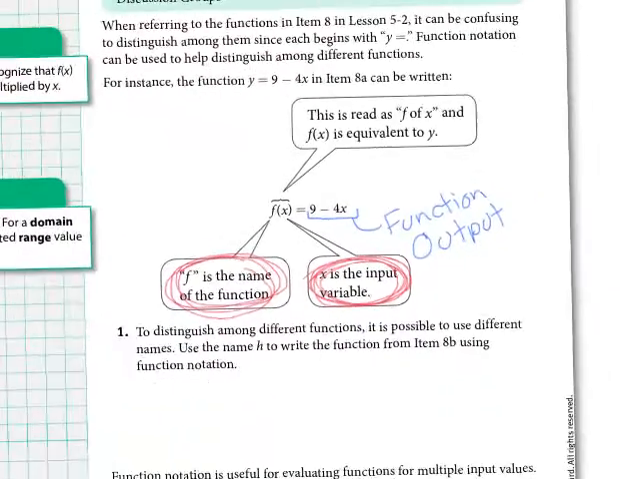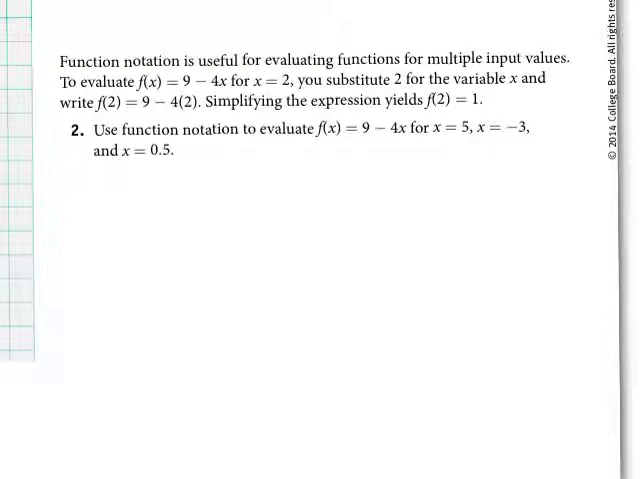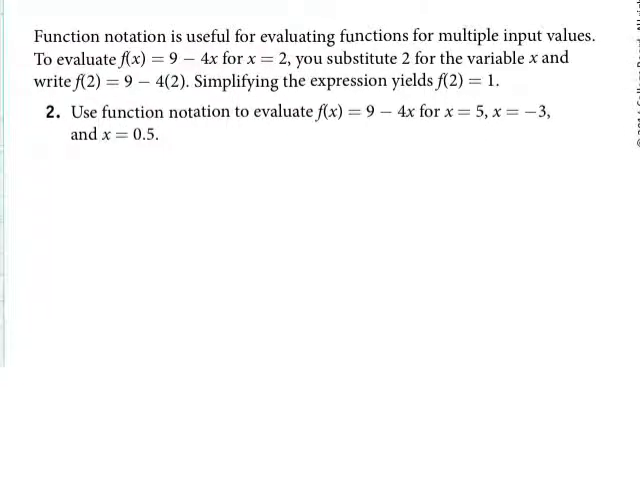Okay, so let's look at some real examples here. We're skipping 1. Let's go down to 2. So it says function notation is useful for evaluating functions for multiple input variable values. To evaluate f of x, so again, it's read f of x, not f parenthesis x, not just fx. It's read f of x, or f of whatever number you're putting in. Okay, so to evaluate f of x equals 9 minus 4x for x equals 2, we substitute 2 in for the variable and write it f of 2 equals 9 minus 4 times 2.